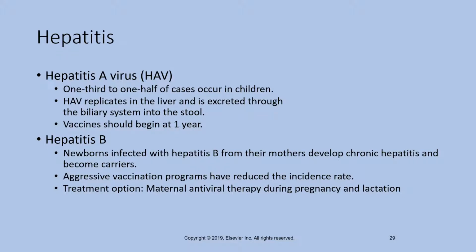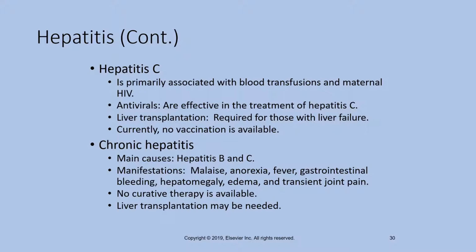Hepatitis A, HAV, is one third to one half of all hepatitis cases in children. HAV replicates in the liver and is excreted through the biliary system in the stool. Vaccine should begin at 1 year. Hepatitis B: newborns are affected by hepatitis B from their mothers and become chronic hepatitis B carriers. Prevention includes an aggressive vaccine program and maternal antiviral therapy during pregnancy. And Hep C is primarily associated with blood transfusion and maternal HIV. Antivirals are effective in treatment of Hep C. Liver transplantation is required for liver failure.